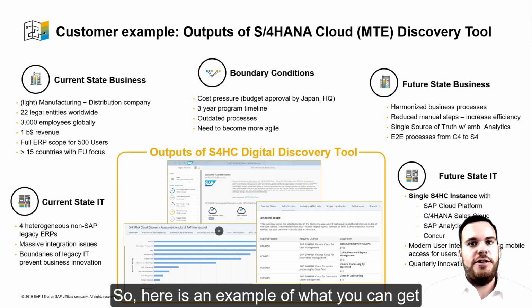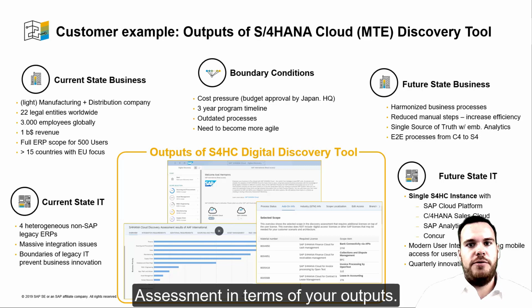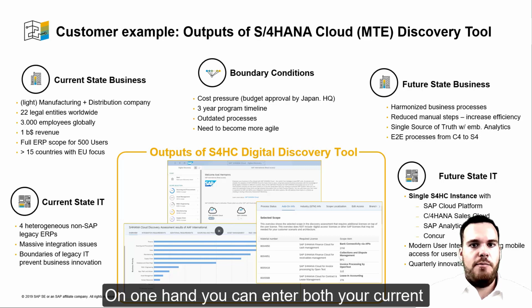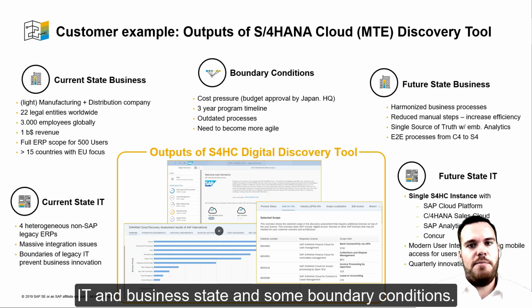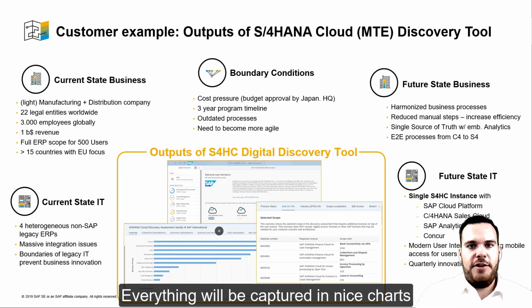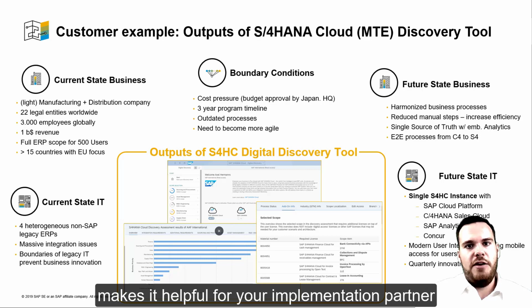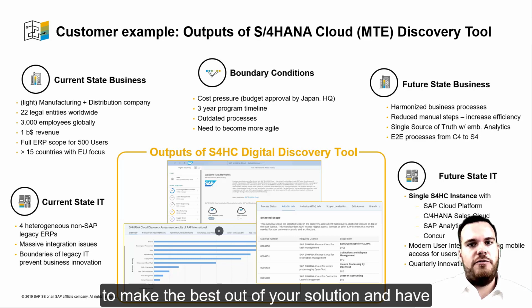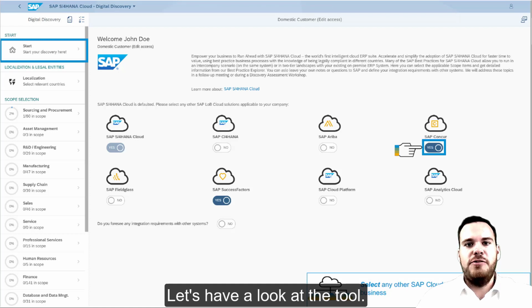So here is an example of what you can get out of S/4HANA Cloud Digital Discovery Assessment in terms of your outputs. On the one hand, you can enter both your current IT and business state, your desired future IT and business state, and some boundary conditions. Everything will be captured in nice charts, and it will be easy to add some information that makes it helpful for your implementation partner to make the best out of your solution and have the best possible implementation that fulfills your needs. Let's have a look into the tool.